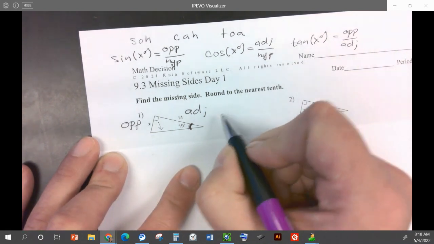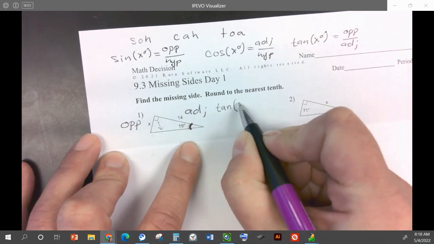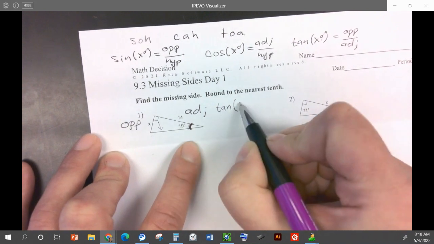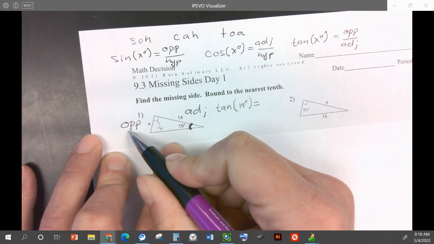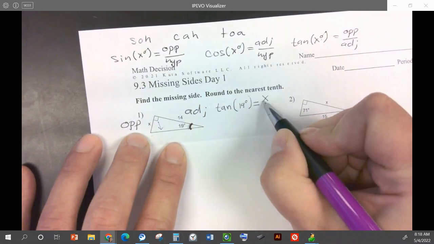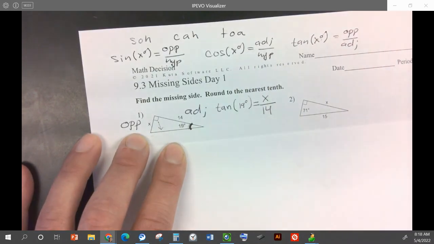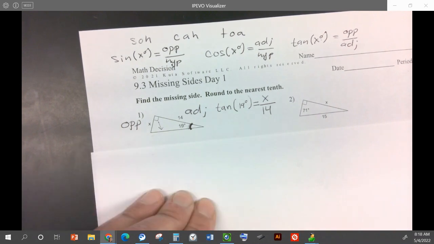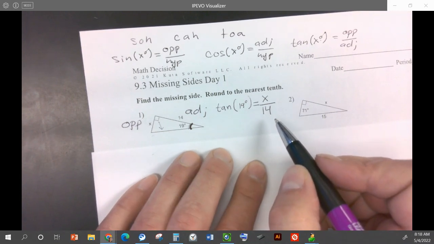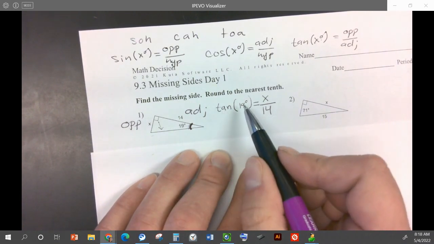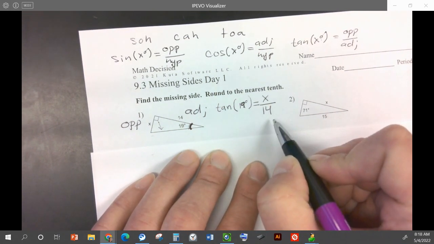Good, tangent. So I'm going to do the tangent of my angle. The angle always has to go in here. So 19 degrees is opposite, so that's x, over adjacent, which is 14. And we did one like this on the very first homework, so we're going to practice these today. So what's next here? We have tangent of 19 equals x divided by 14.